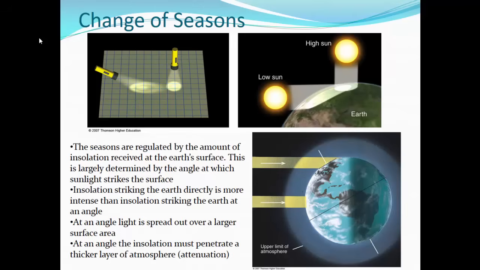And you can see illustrations of how direct sunlight makes more insolation arrive with the flashlight, and how at a low sun angle, the sunlight has to pass through a greater amount of the Earth's atmosphere and is therefore attenuated or scattered. At a high sun angle, there's less atmosphere to travel through, and more of that sunlight reaches the Earth's surface. So how is the Earth's surface warmed? What makes it warmer or colder at the Earth's surface? It's simply a question of how much insolation has arrived at the surface, how much sunlight has arrived at the surface.